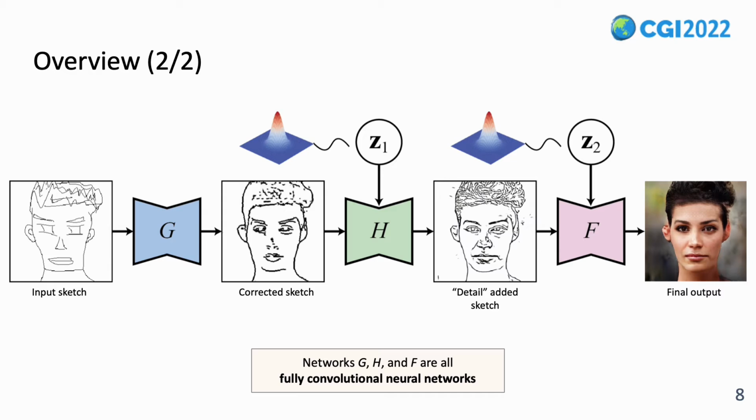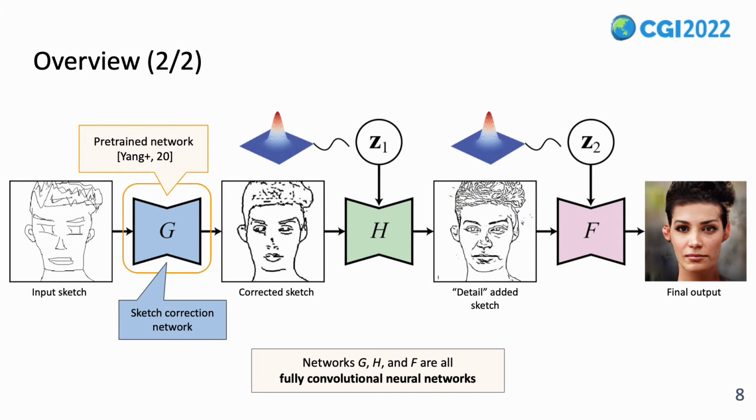Now, I explain our pipeline. This slide shows the overview of our pipeline at the inference time. Our model is divided into three networks. First, the input sketch is fed to the sketch collection network Z to obtain a collected sketch. Network Z is pre-trained and introduced to improve the output realism.